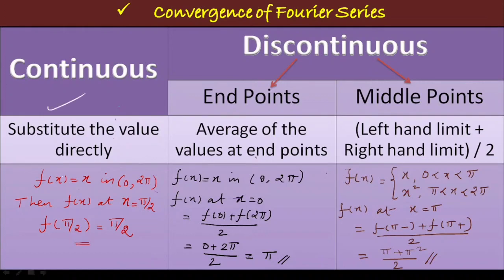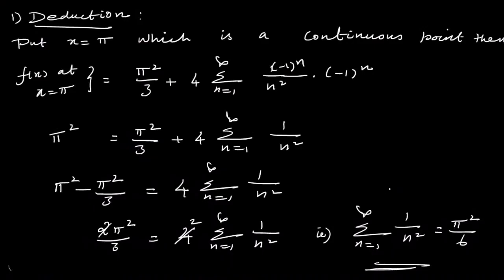If it is a continuous point, you have to substitute the value directly. If it is at an end point, you have to take the average of the values at the extremities. If it is a middle point, you have to take the average, left hand limit plus right hand limit, divided by 2. Now let me move on to the deduction part.